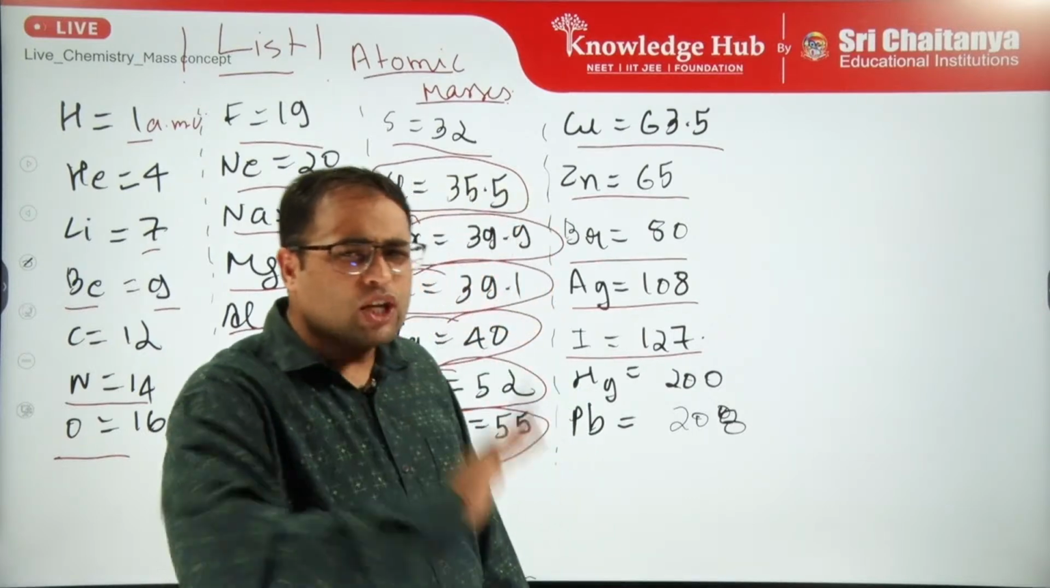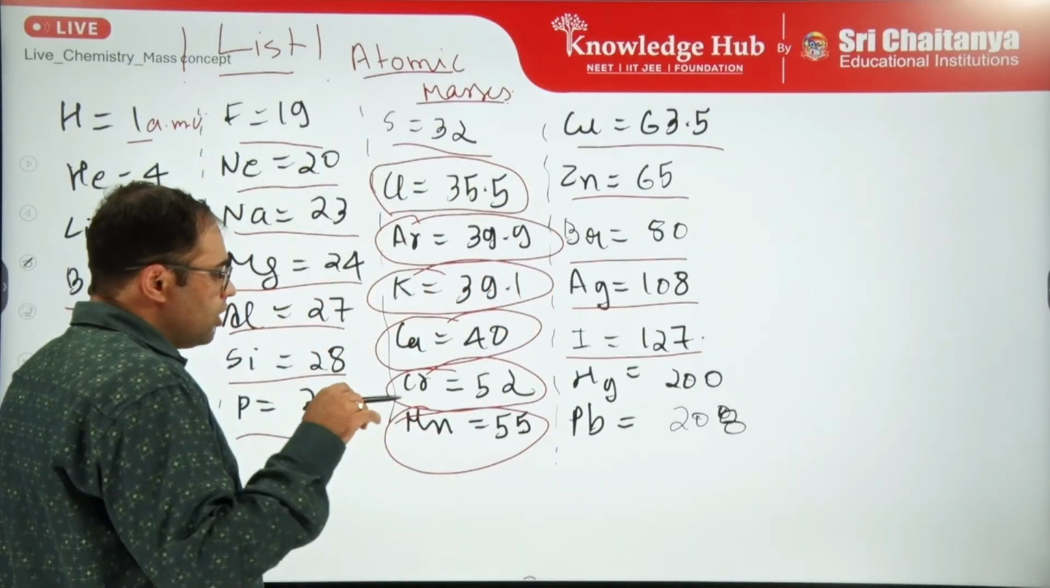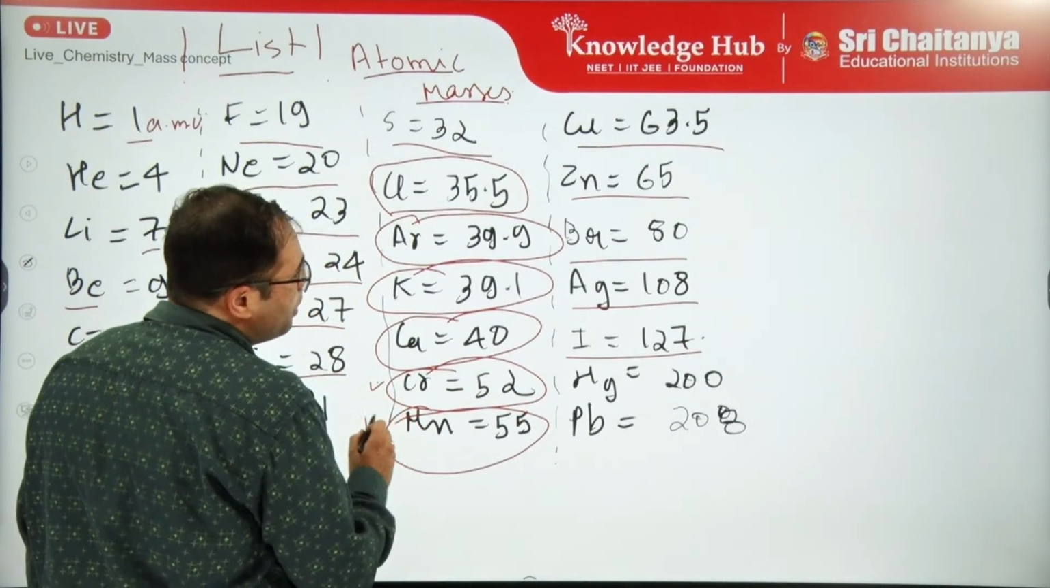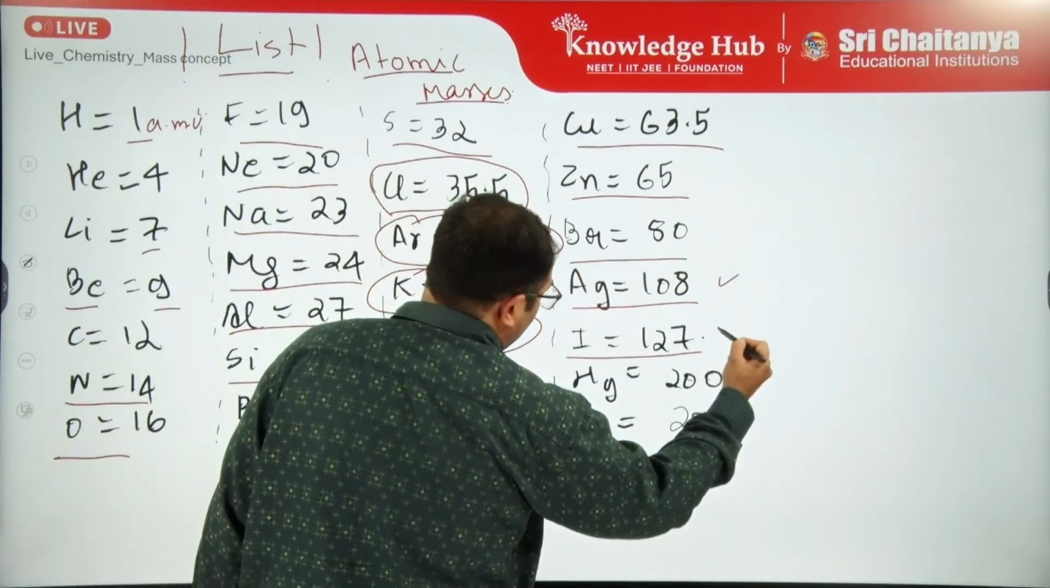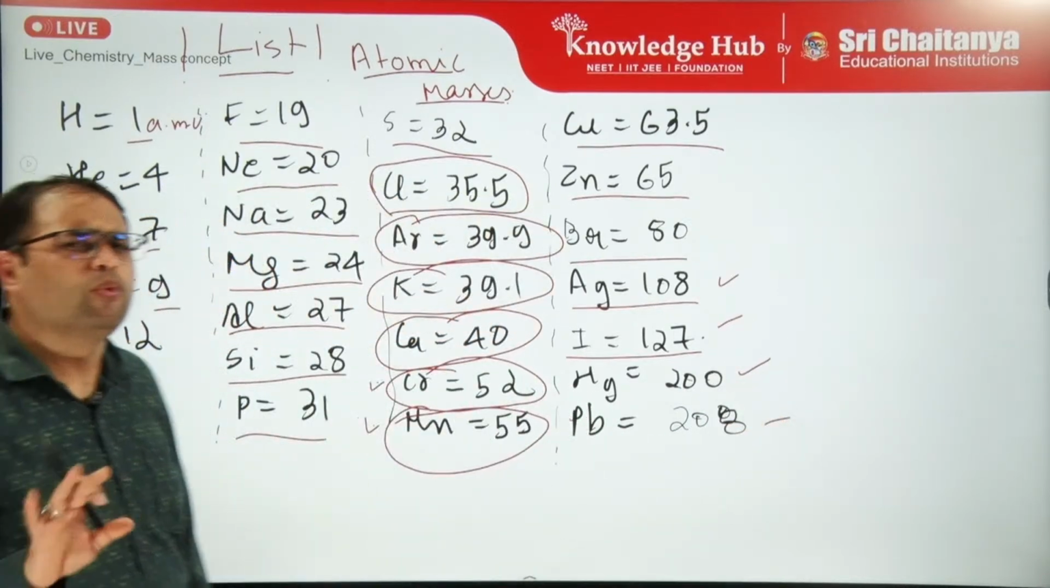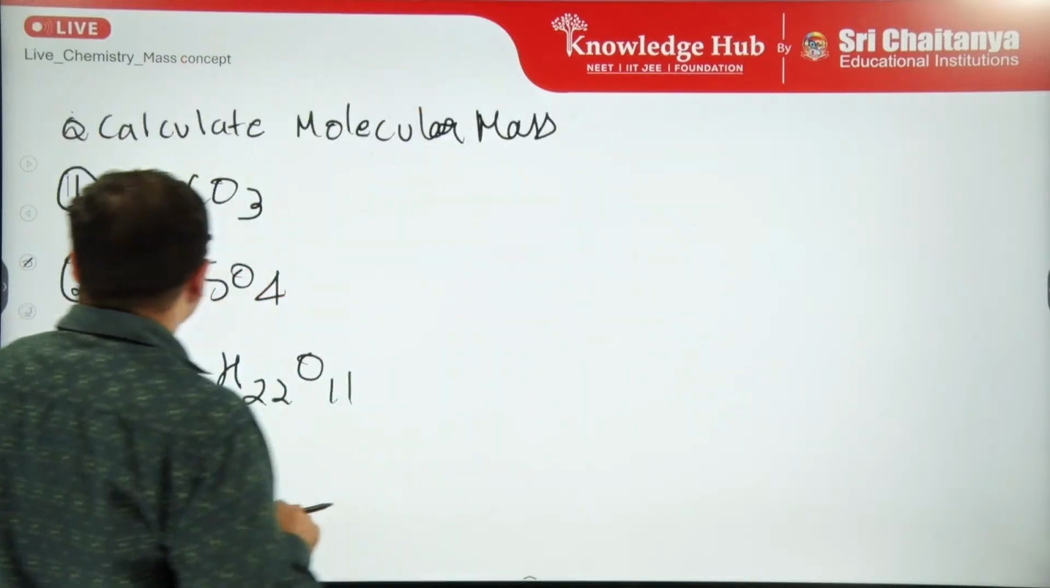So these are the few atomic masses that you need to memorize. Apart from this, the rest of the atomic masses will be given. In fact, the chromium, manganese, silver, iodine, mercury and lead masses will be given to you in most cases.